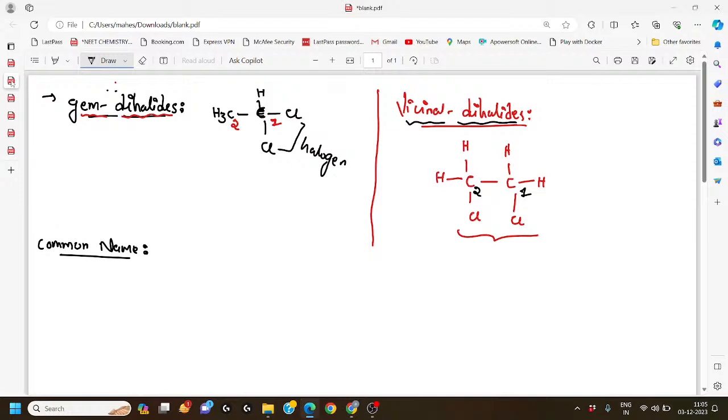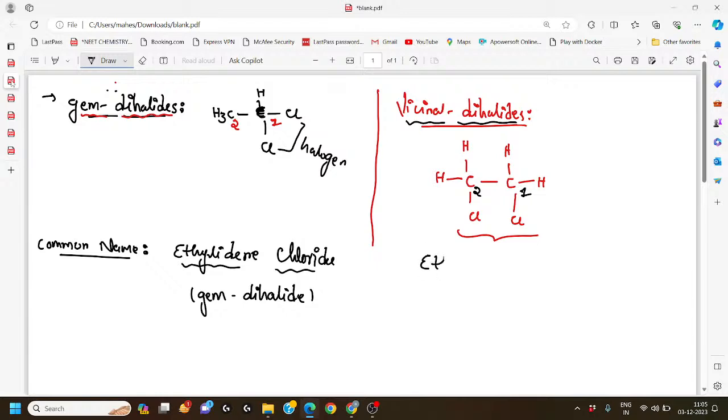The common name is ethylidene chloride. When two same type of halogens are attached to a single carbon atom, it is named ethylidene chloride, and this is also called gem dihalides. The common name of the vicinal compound is ethylene dichloride. Vicinal dihalides are named as ethylene dichlorides.